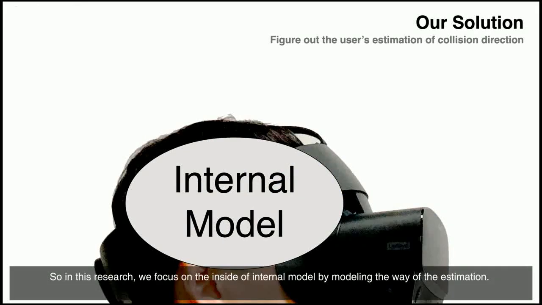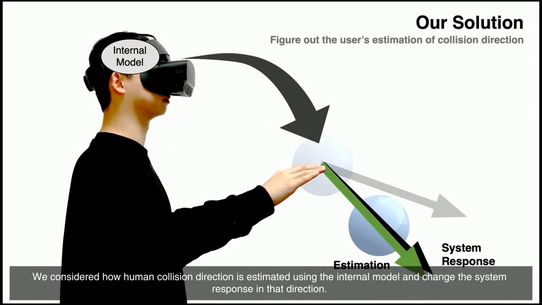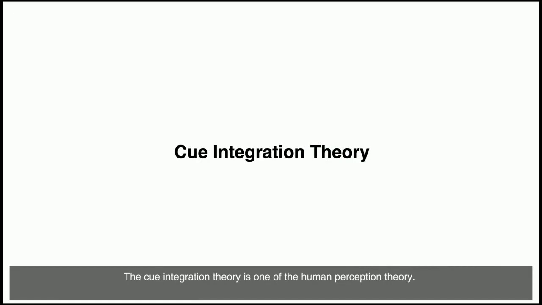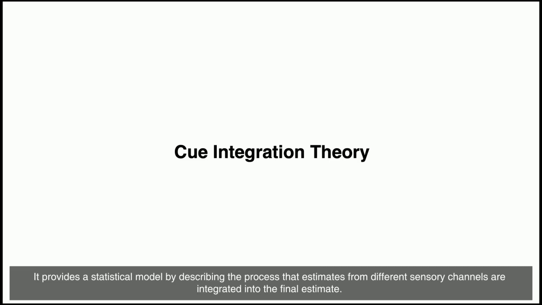So in this research, we focus on the inside of the internal model by modeling the way of the estimation. We considered how human collision direction is estimated using the internal model and changed the system response in that direction. This new approach suggests a new collision response model using a cue integration theory. The cue integration theory is one of the human perception theories. It provides a statistical model by describing the process in which estimates from different sensory channels are integrated into the final estimate. Let me introduce this theory briefly.